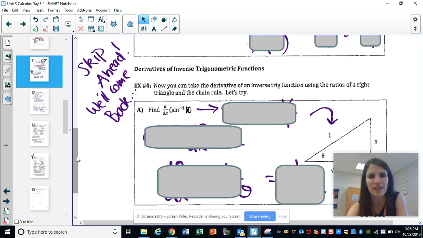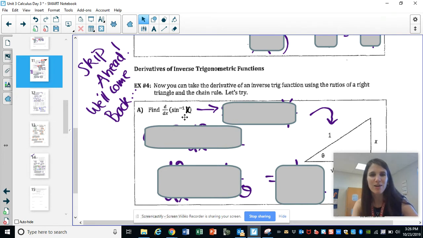We're starting off with finding the derivative of sine inverse of x. As a reminder, when it says sine with the little -1 of x, that is the same as arc sine. Okay, so you'll see it written both ways. Either it's the derivative of arc sine or the derivative of sine inverse. Either way, the same thing.